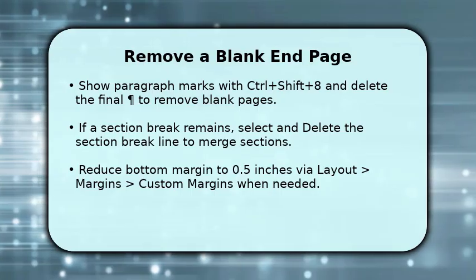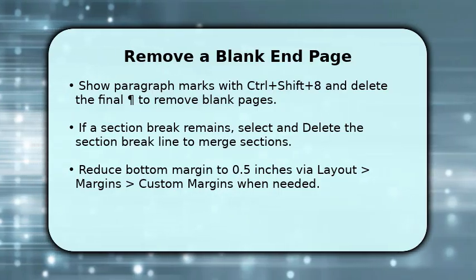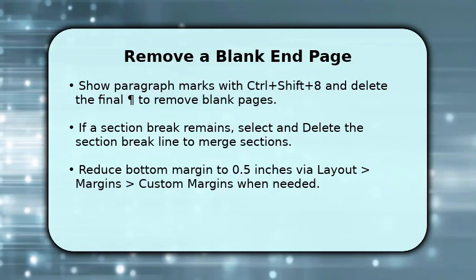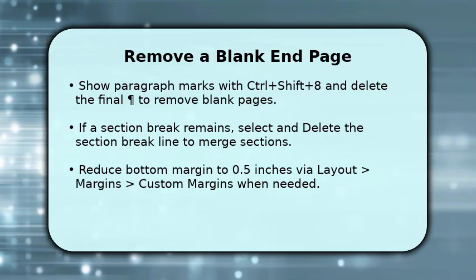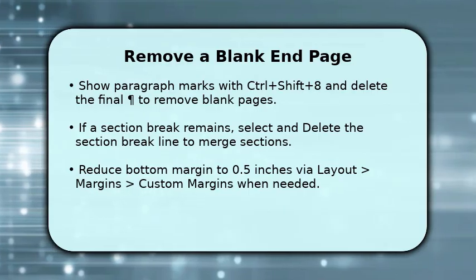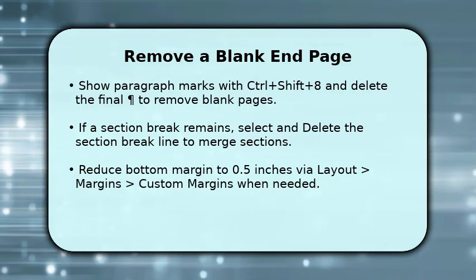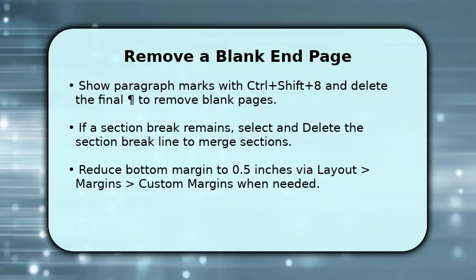Scroll to the document end and enable paragraph marks with Ctrl+Shift+8 to expose hidden paragraph symbols. If you see a trailing paragraph, select it and press Delete to remove the blank page. If a section break causes the blank page, click directly on the break marker and press Delete to merge sections.